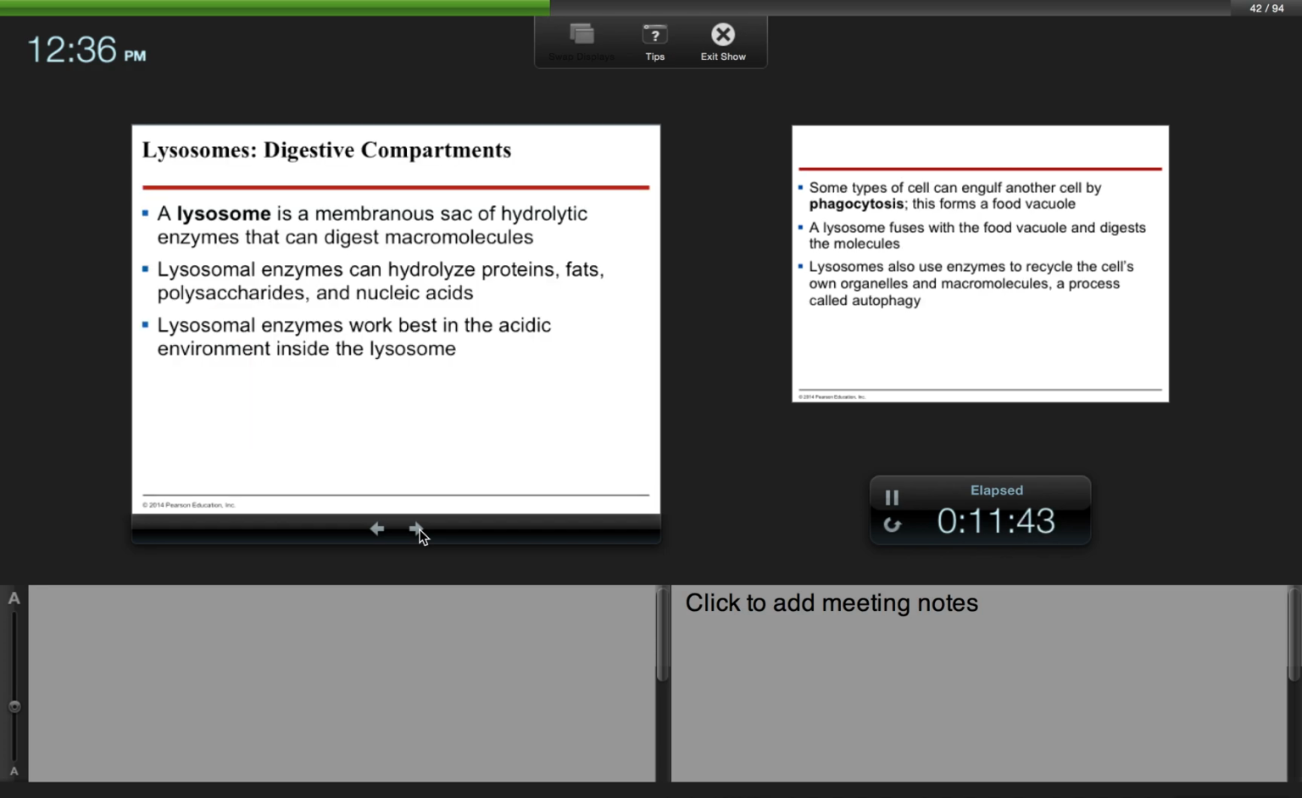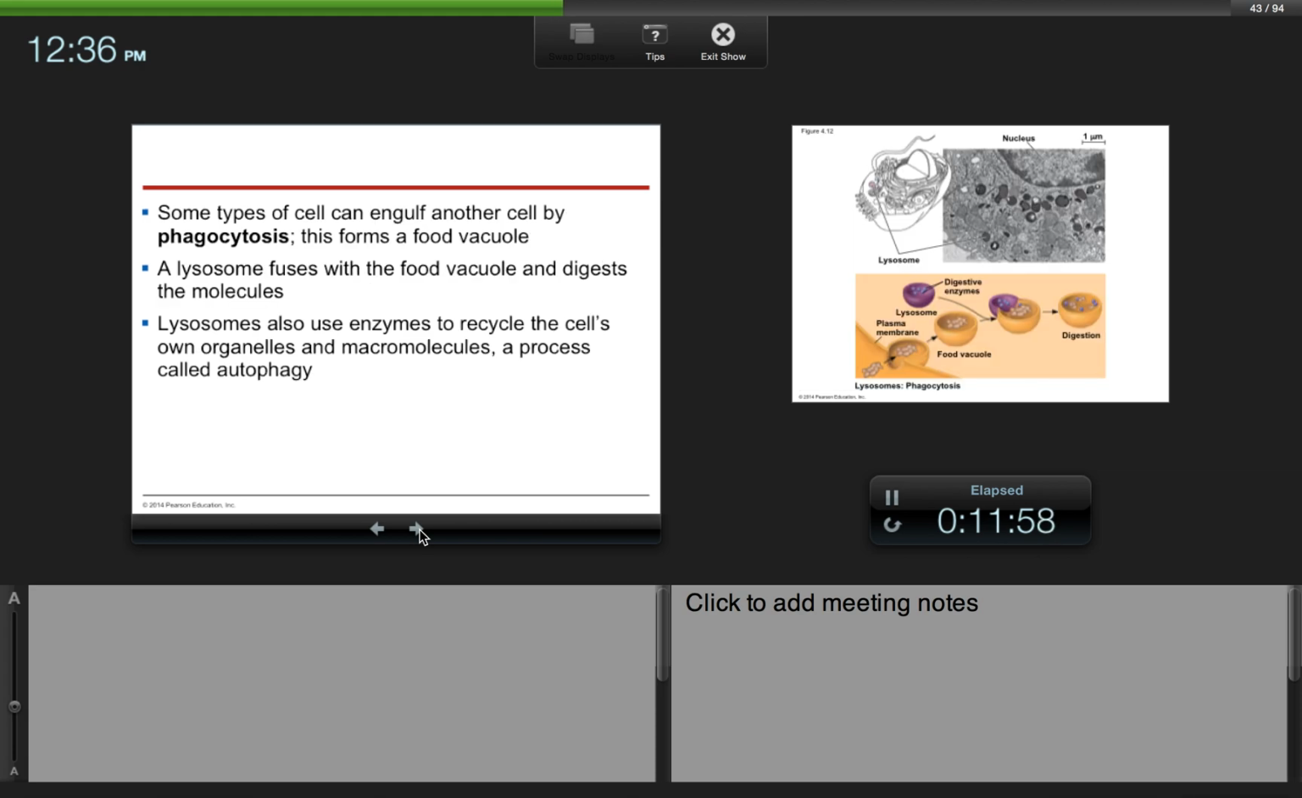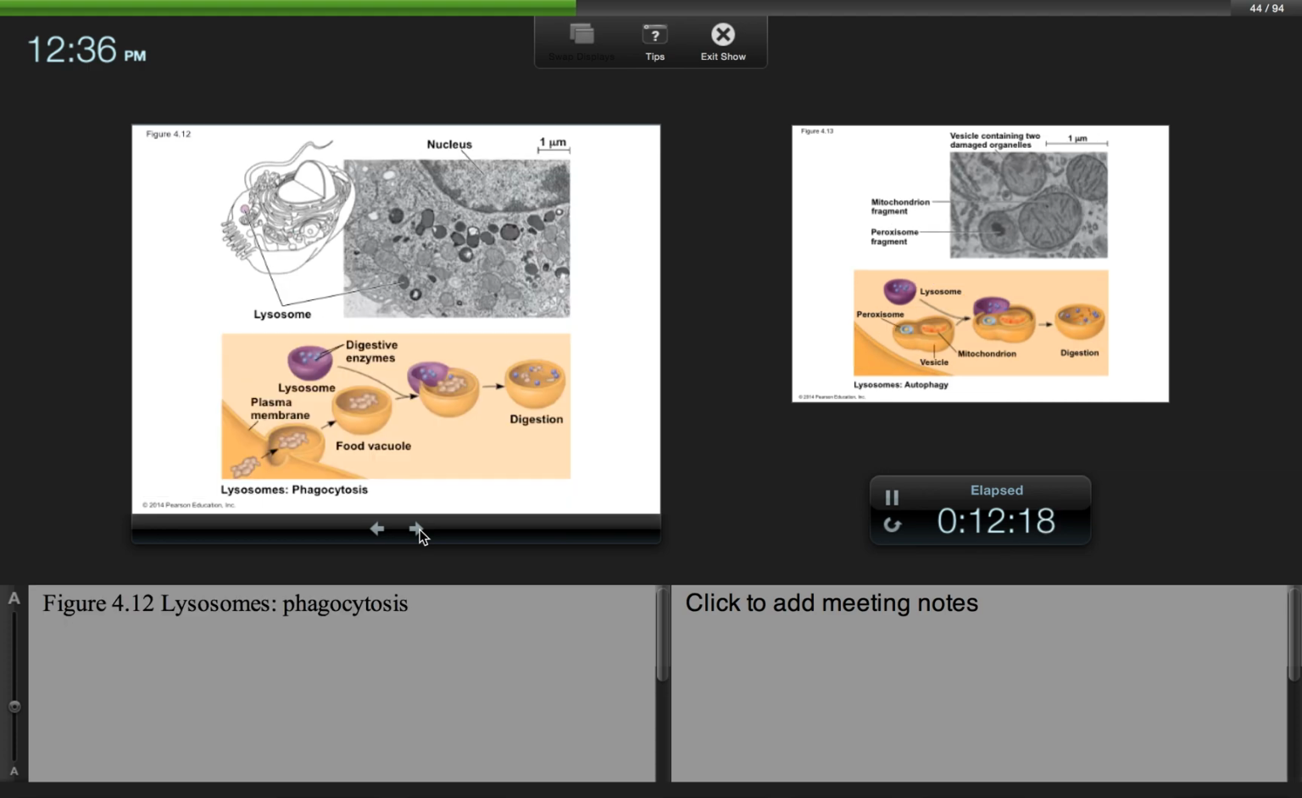A lysosome is a membranous sac of hydrolytic enzymes that can digest macromolecules. Lysosomal enzymes can hydrolyze proteins, fats, polysaccharides, and nucleic acids. Lysosomal enzymes work best in the acidic environment inside the lysosome. Some types of cell can engulf another cell by phagocytosis, which forms a food vacuole. The food vacuole will then fuse with the lysosome, and the lysosome will release its digestive enzymes, and the macromolecules will be digested.